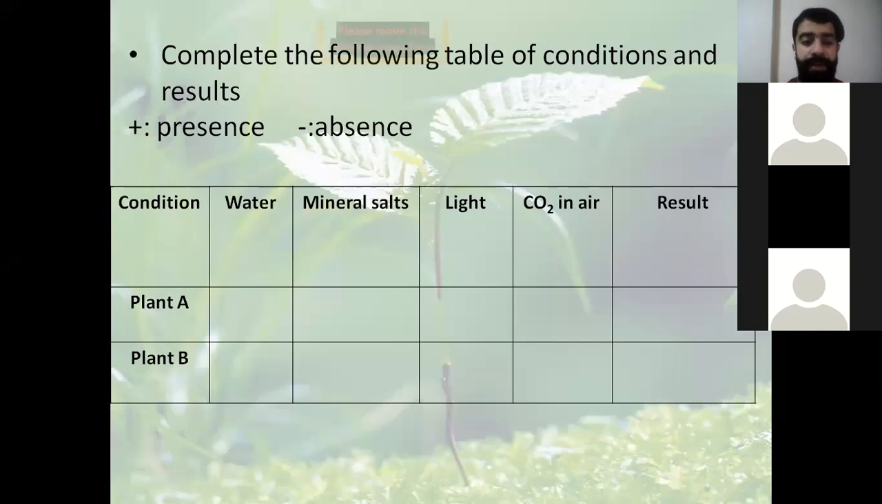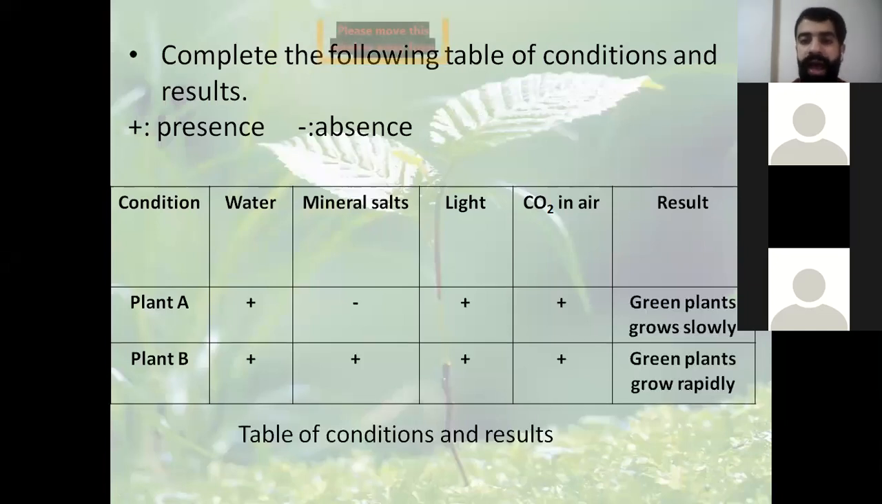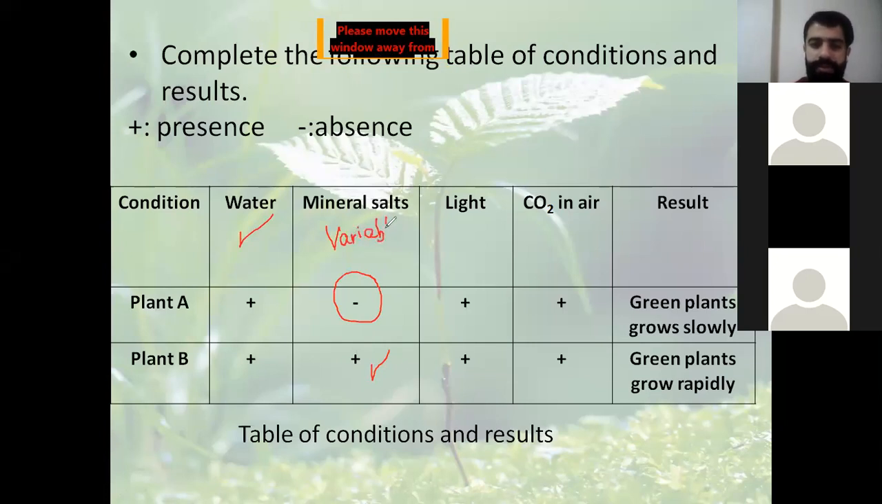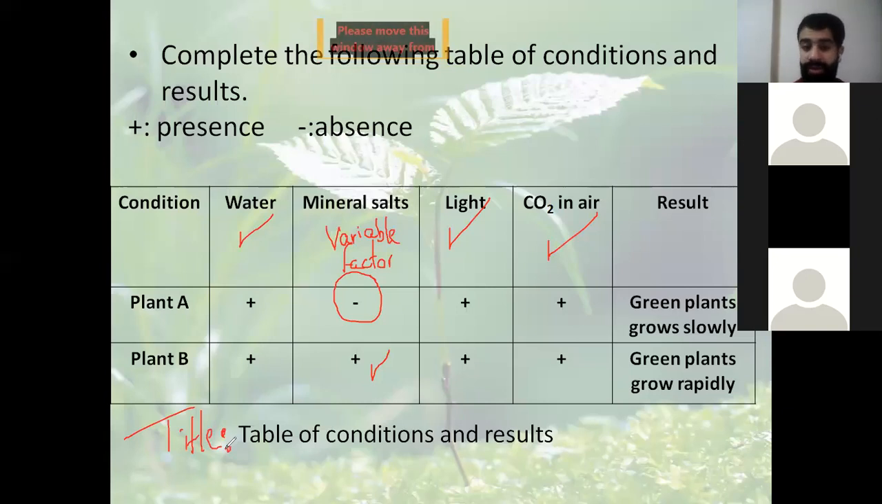What do we have? In plant A, both of them have water. So the variable factor: in plant A, there is no minerals, while in plant B, we have the minerals. So here it's the variable factor. Light is present in both plant A and plant B. CO2 is present in both plant A and plant B. And this is the title for this table. It's the table of conditions and results.